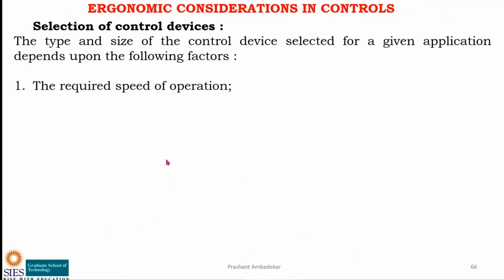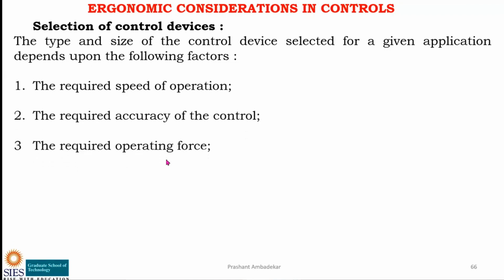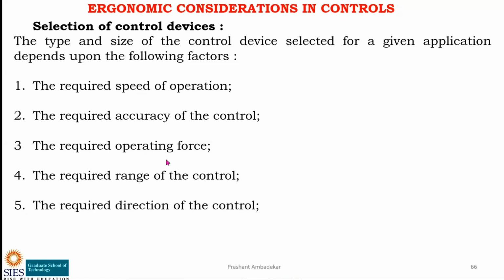Then selection of control device: the required speed of operation, the required accuracy of control, required operating force, the required range of control, the required direction of control, and the convenience of the user. All these things have to be taken into account when a control device is to be selected.